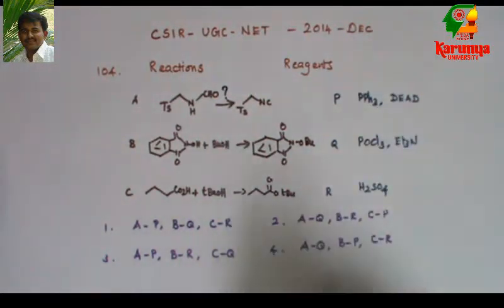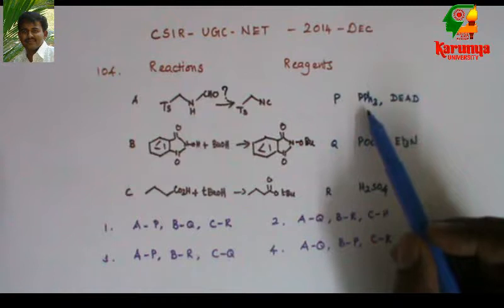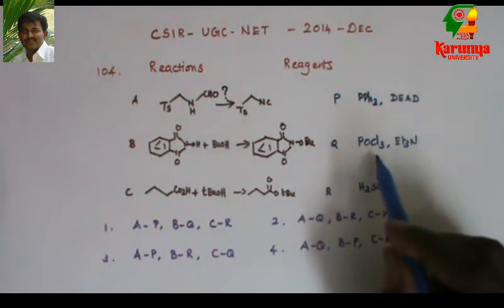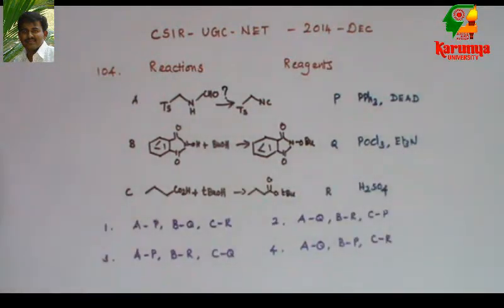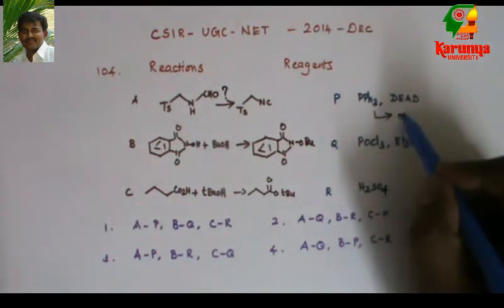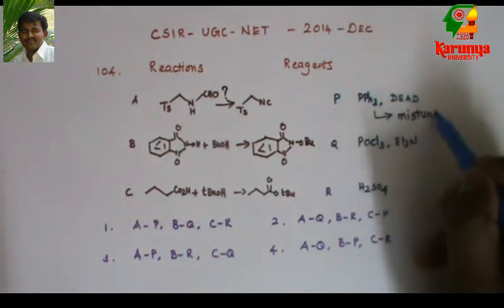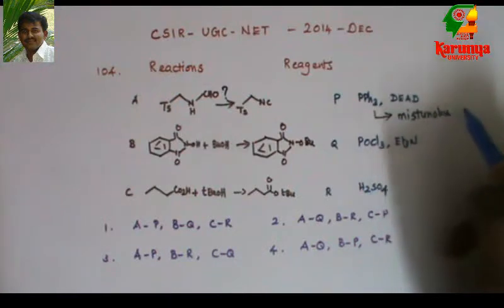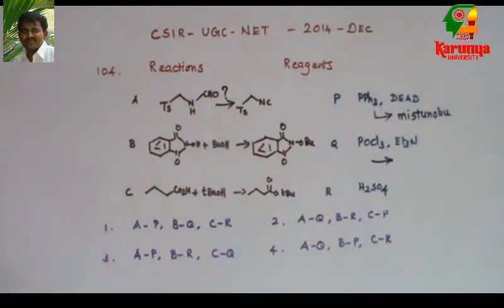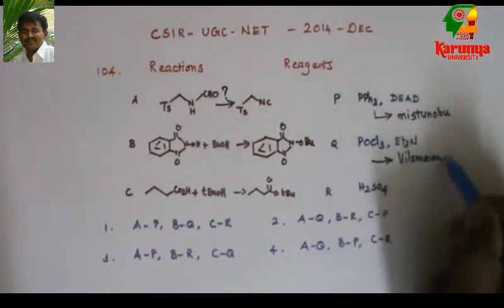The reagent side: first one is triphenylphosphine and diethyl azodicarboxylate. Second one, POCl3 and triethylamine. Third one, it is sulfuric acid. In order to solve this, you should know the name reaction called the Mitsunobu reaction. Second one, it is similar to the Vilsmeier-Haack reaction.